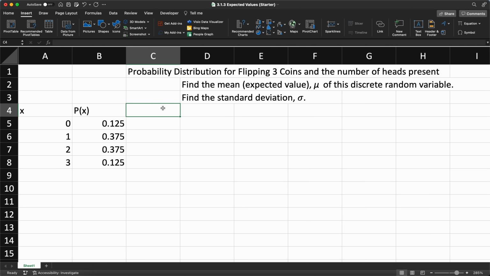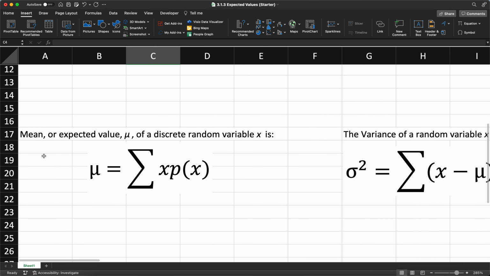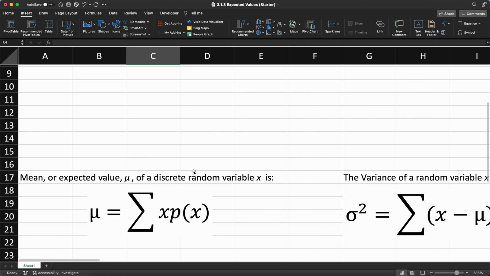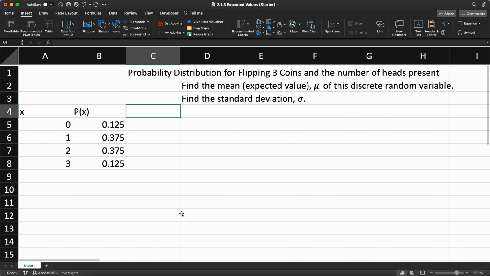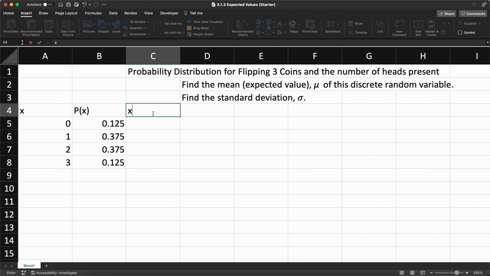To find the mean, this is done very similar to when we found the mean of grouped data. So the mean or expected value of a discrete random variable is given by the sum of all the x values times the probability of each x value. So we're just going to sum up the product of these two things. So in this column, we're going to do x times p of x.